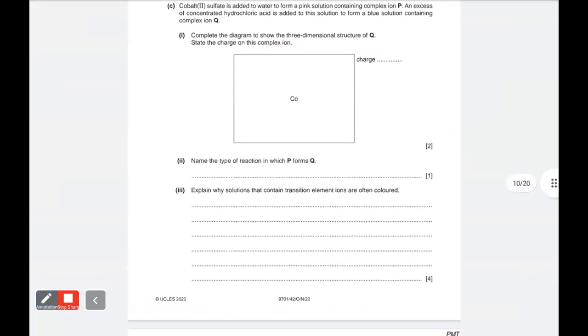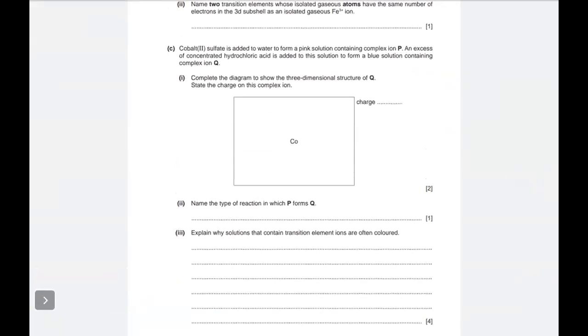Name the type of reaction in which P forms Q. In P there are water molecules. Water molecules are substituted by chloride, so it's substitution. Actually the ligands are nucleophiles, electron-rich groups. So if someone says nucleophilic substitution, it's still correct.